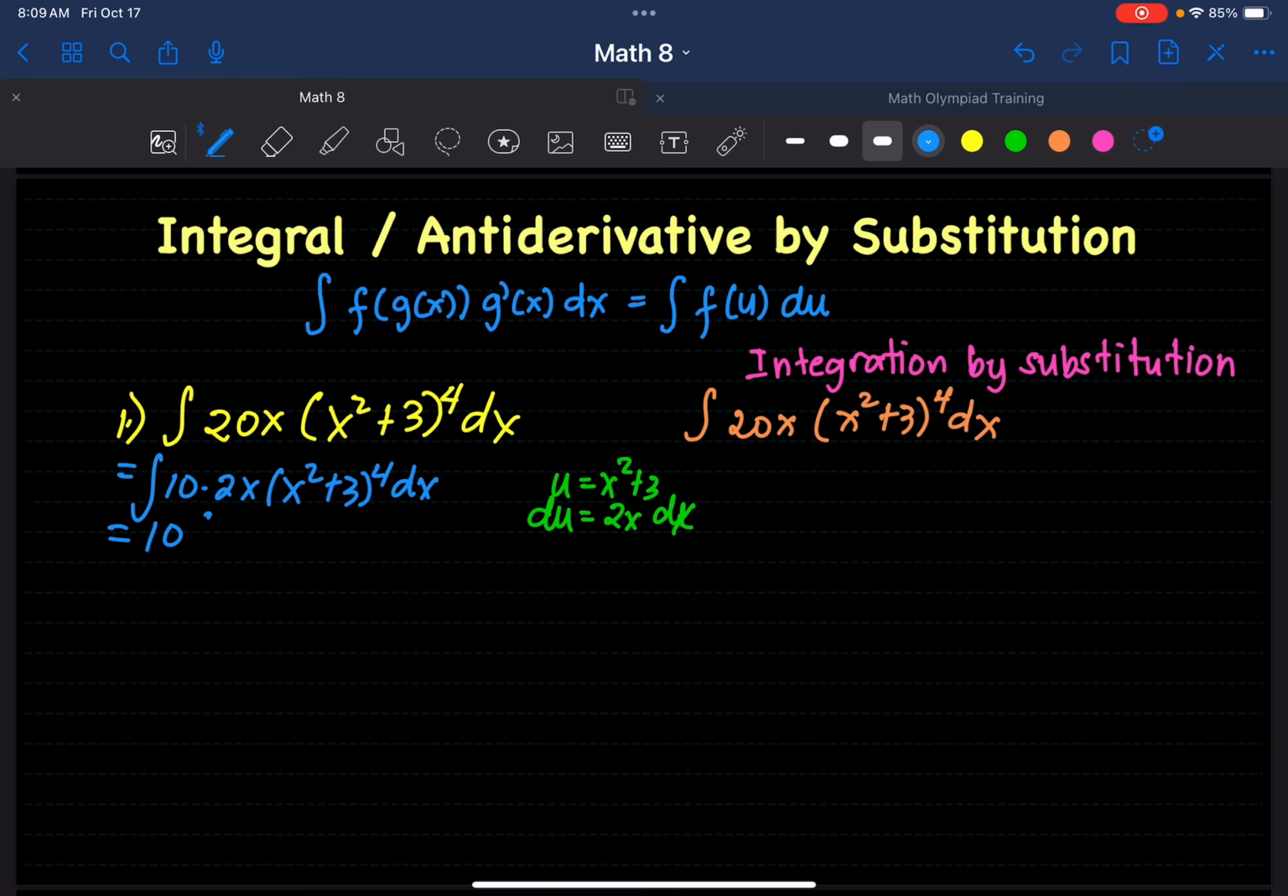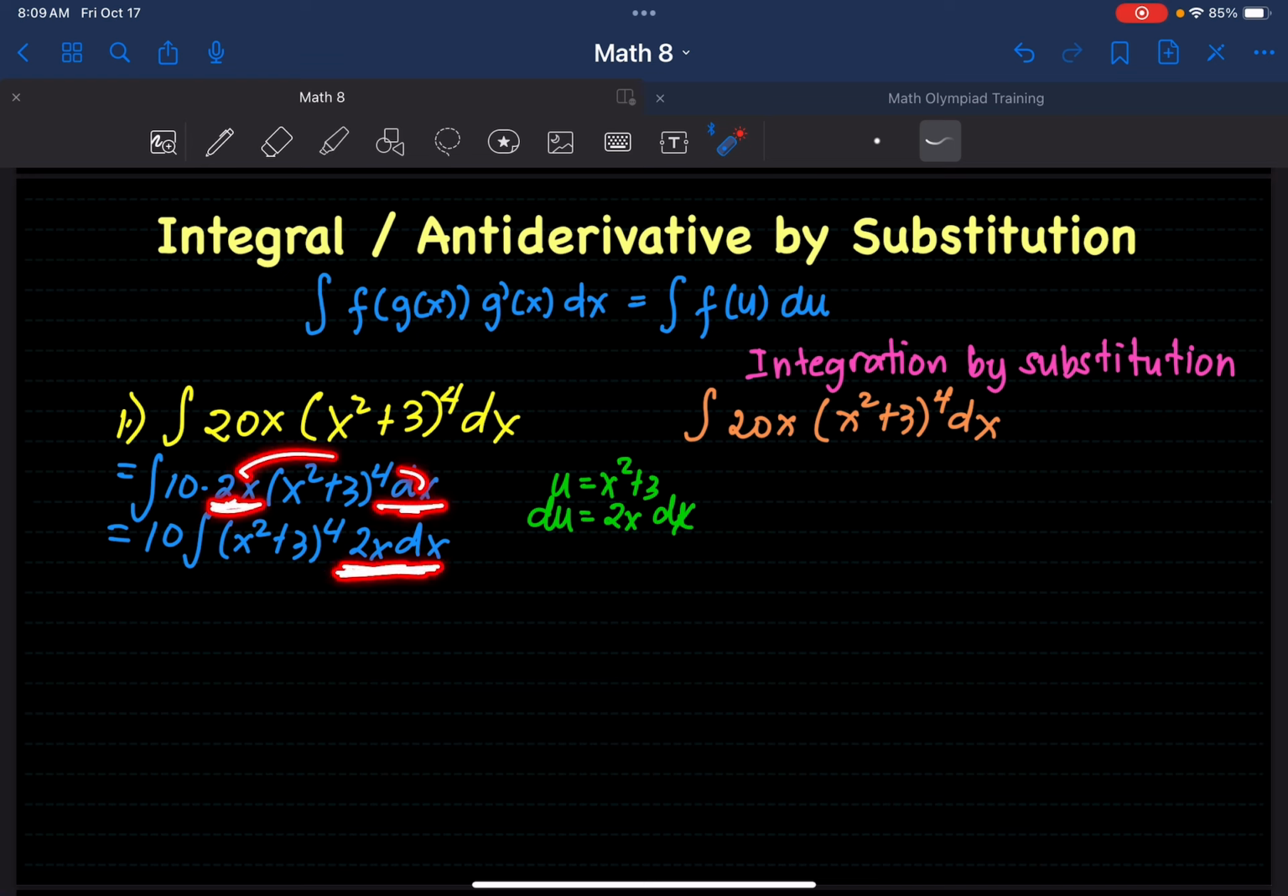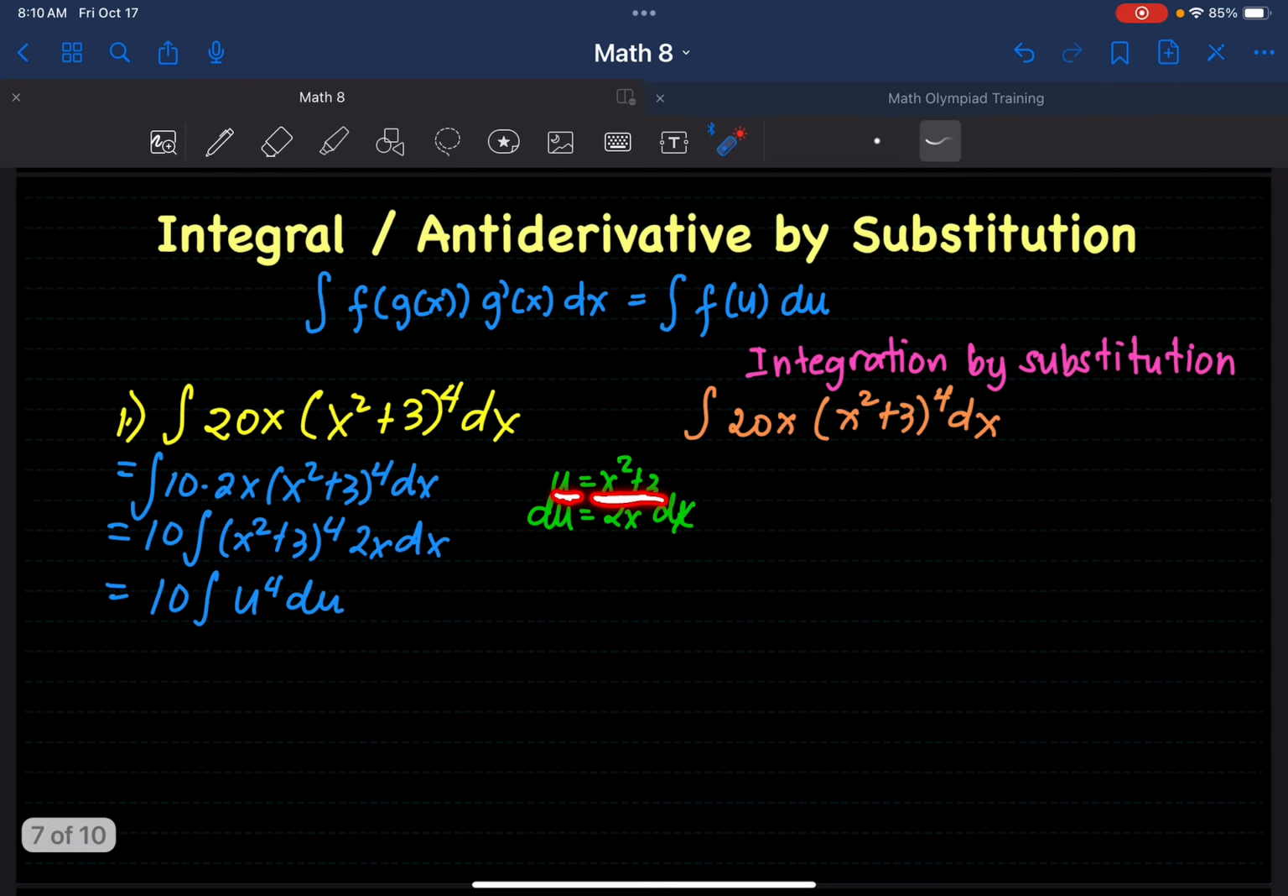Coefficient 10 integral of x squared plus 3 raised to 4 2x dx. So these 2x, we multiply to dx. We have 2x dx here. And we can now substitute this in terms of u du. So 10 integral of u raised to 4 du. So we let u equals to x squared plus 3. That's why it becomes u raised to 4. And 2x dx is our du. That's why 2x dx becomes du.